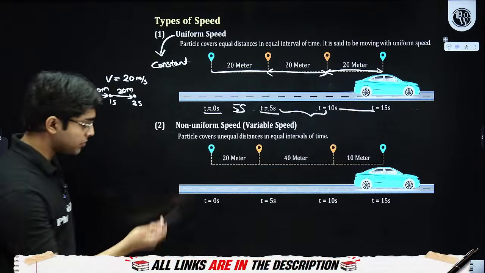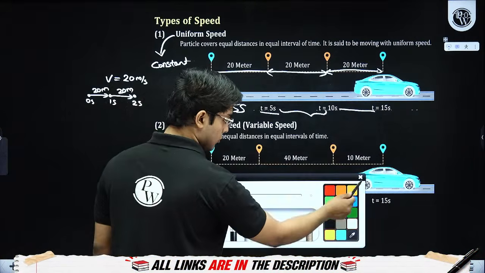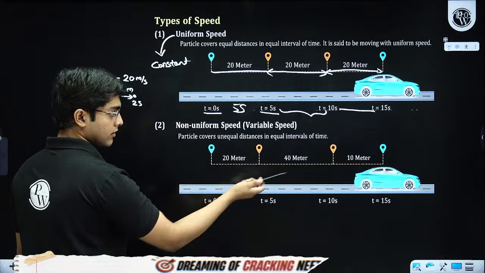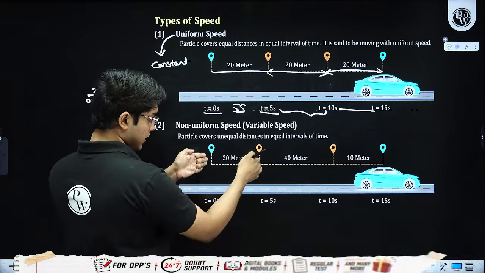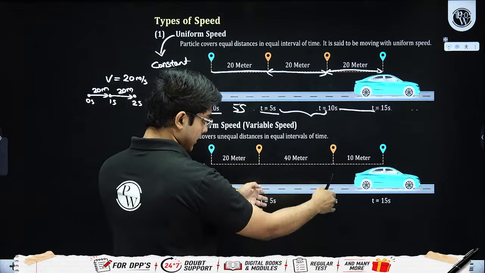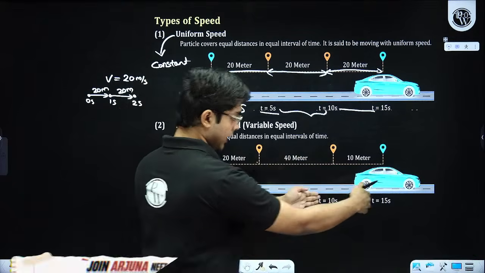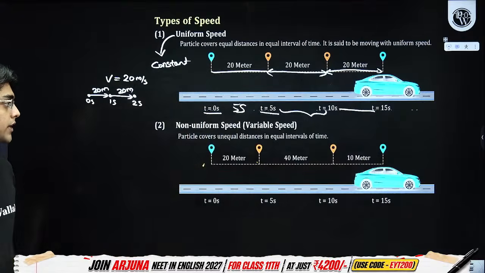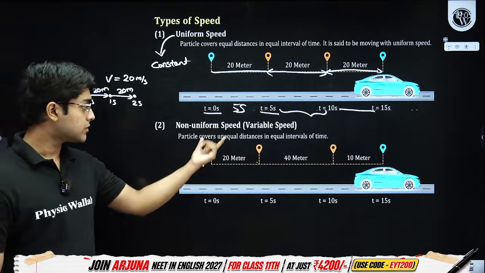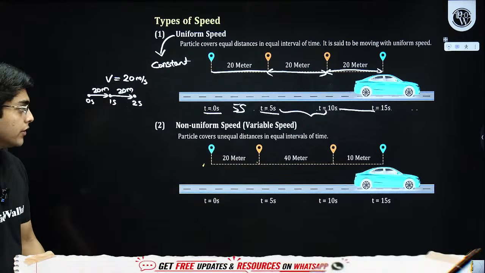Now, non-uniform speed is basically the counter to that, the opposite to that. It can cover any distance in a fixed interval of time. So in the first 5 seconds it is covering 20, in the next 5 it is covering 40, and in the next 5 it is covering 10. So it's non-uniform, right? Non-uniform speed means the speed keeps changing from point to point.